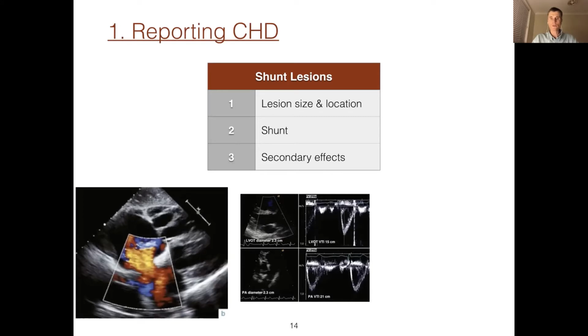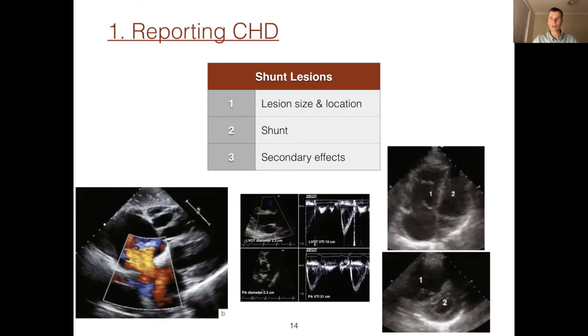Not everyone will want to be able to do it, but even if you don't measure that, it's still important to give some indication as to which direction it's shunting in, whether it's left to right or right to left. Most often, certainly in earlier stages of disease, things shunt from left to right. If that's happening in the opposite direction, things tend to be a lot worse. So if you do observe that, or you observe bidirectional flow, it's very important that you provide an indication of that in the report. And then secondary effects.